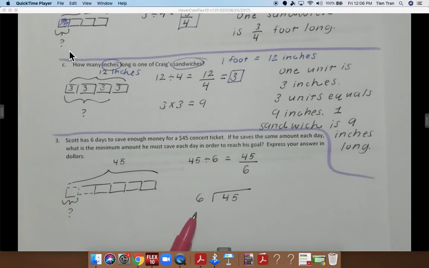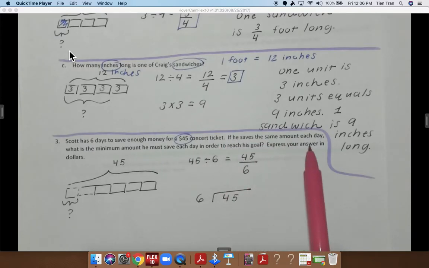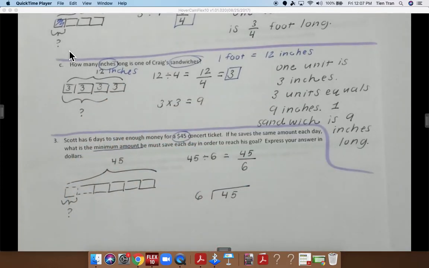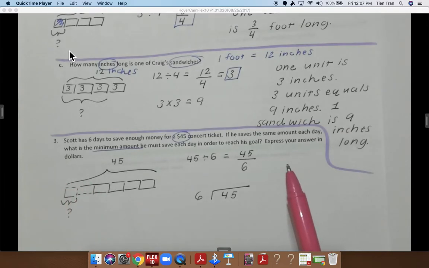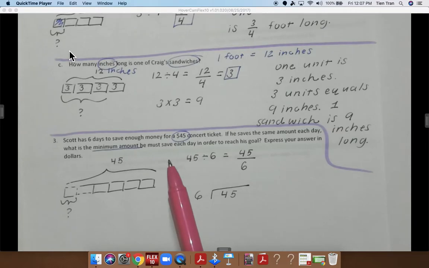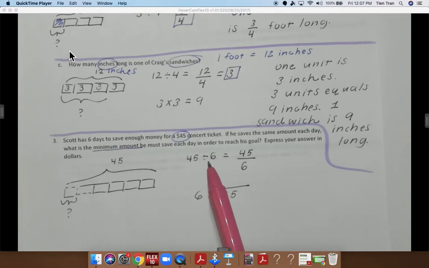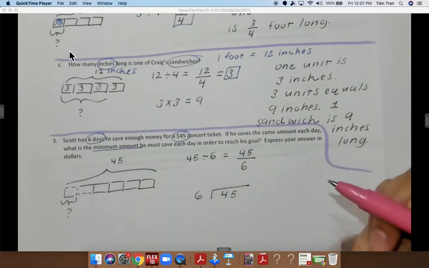Okay. Now, Scott has 6 days to save enough money for a $45 concert ticket. If he saves the same amount each day, what is the minimum amount he must save each day in order to reach his goal? Express your answer in dollars. So to figure this out, he needs $45. And to figure out how much he needs each day, I'm going to be dividing 45 by 6 because he has 6 days to save enough money.